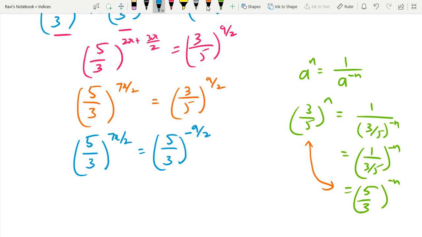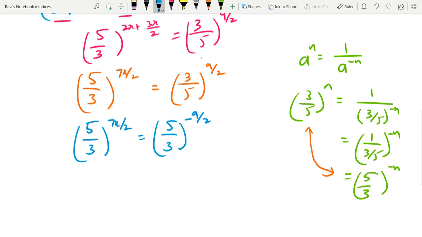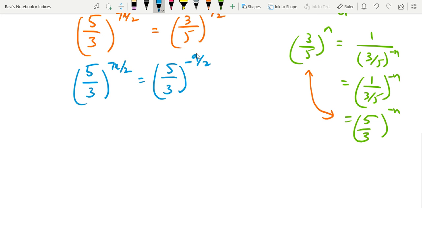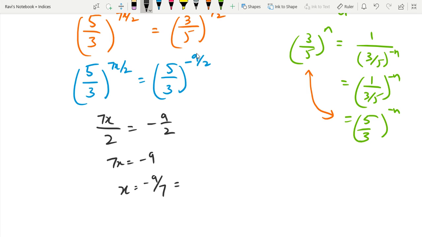Once I'm done with that, you can see that both the bases are the same, so it means that both the powers are the same. So 7x/2 equals -9/2, so 7x equals -9, x equals -9/7, which is -1 and 2/7. Okay, so that is your final answer here. Thank you.